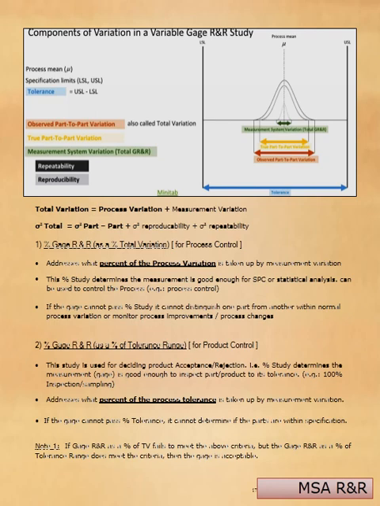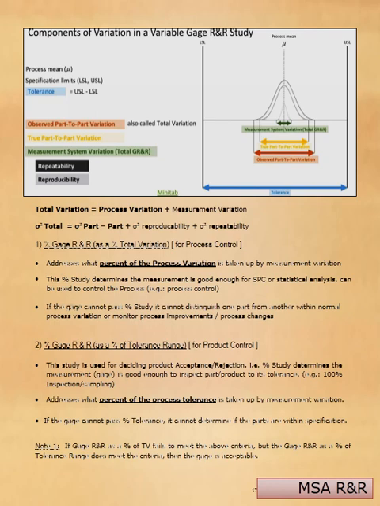Percentage gauge R&R for process control addresses what percentage of process variation is taken up by the measurement variation. This percentage study determines whether the measurement is good enough for SPC or statistical analysis and can be used to control the process. The gauge cannot pass the percentage study if it cannot distinguish one part from another within normal process variation, or monitor process improvements and process changes.